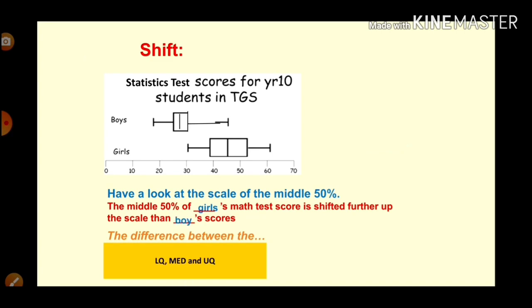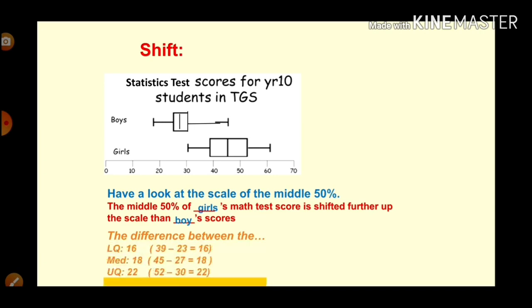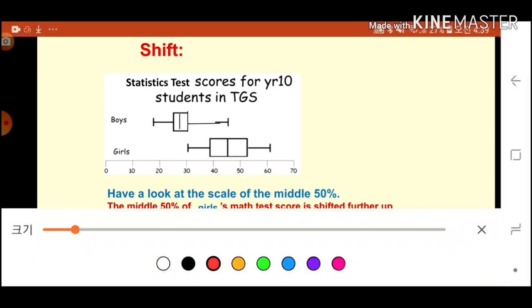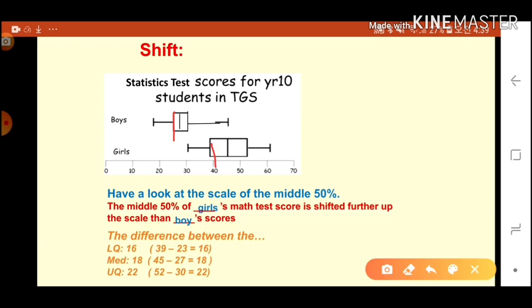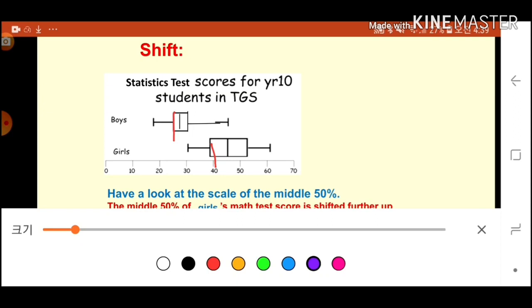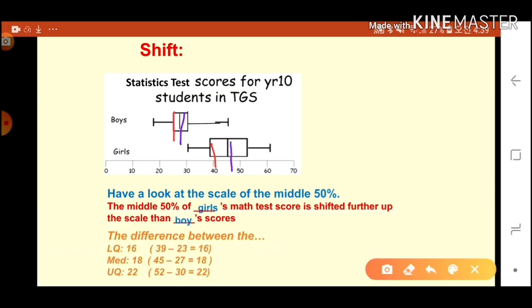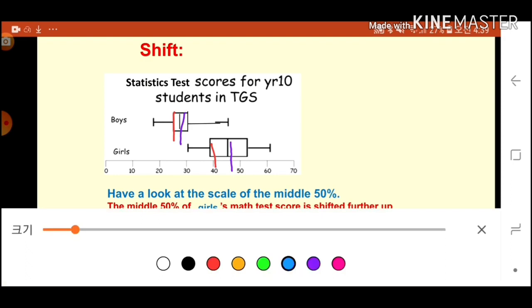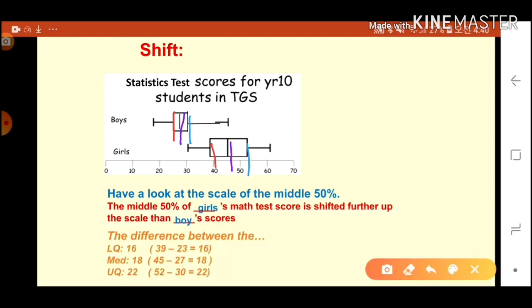This is the statement that you should make for shift. Now let's add some values. After this you need to include some values. Like this: the lower quartile is over here, and we're comparing those values. Lower quartile 39 for girls minus 23 for boys, the difference is 16. Now we need to compare the median. You see the middle line there? The median is 45 for girls and 27 for boys, and there you go, the difference is 18. It's the same with the upper quartile, upper quartile for girls and upper quartile for boys, a difference of 22. So you have to talk about those values.